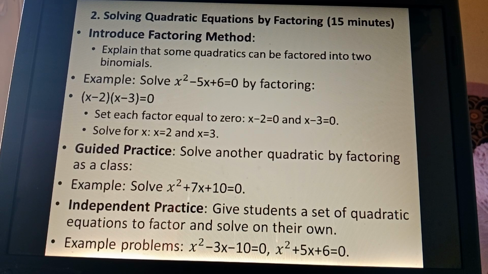Guided practice: solve another quadratic by factoring as a class. Example: solve x squared plus 7x plus 10 is equal to 0. Independent practice: give students a set of quadratic equations to factor and solve on their own. Example problems: x squared minus 3x minus 10 is equal to 0, and x squared plus 5x plus 6 is equal to 0.